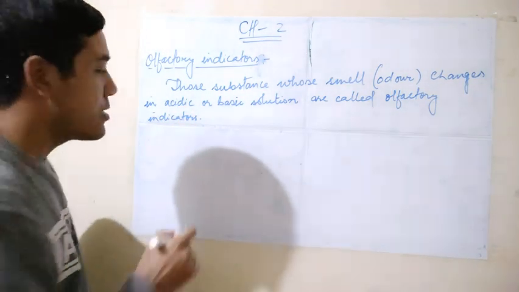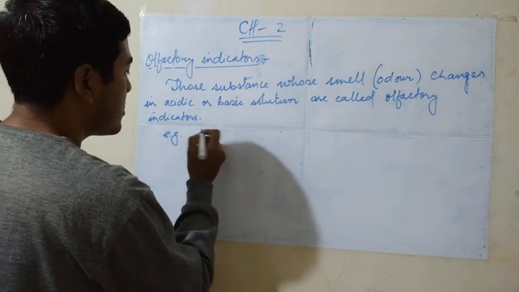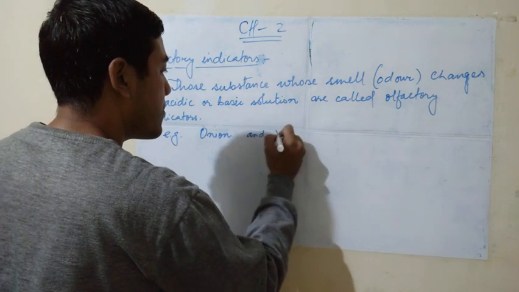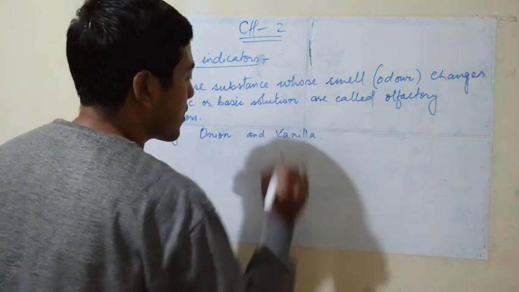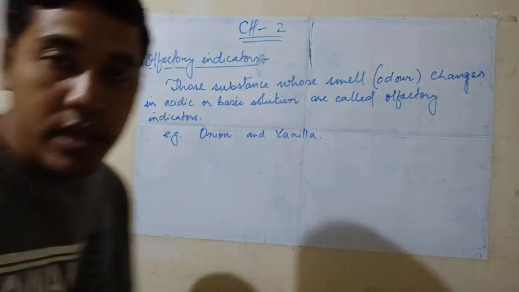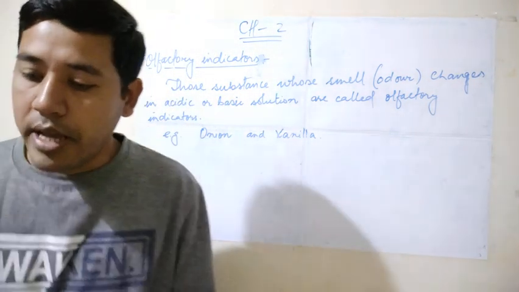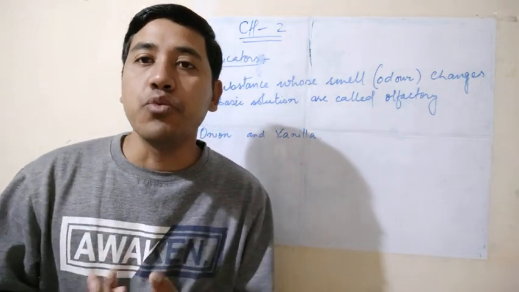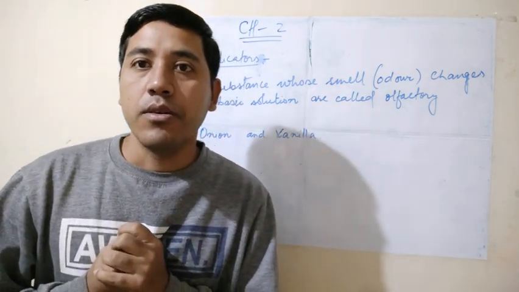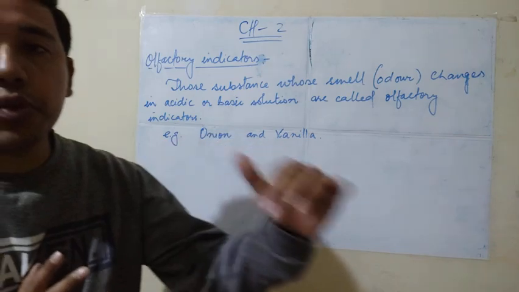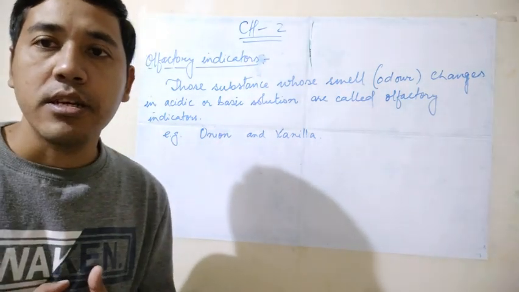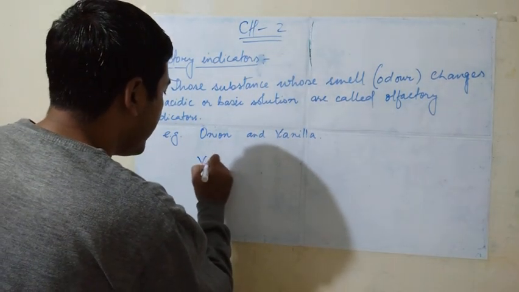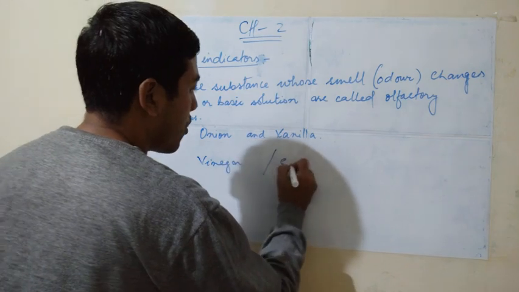Okay, I will give the example. Number 1 is the onion, and number 2 is the vanilla. See, look at. If you are working in the kitchen, and after cutting the onion you want to wash your hand to destroy the smells of the onion, which solution will you take? Either you will take vinegar or soap solution.